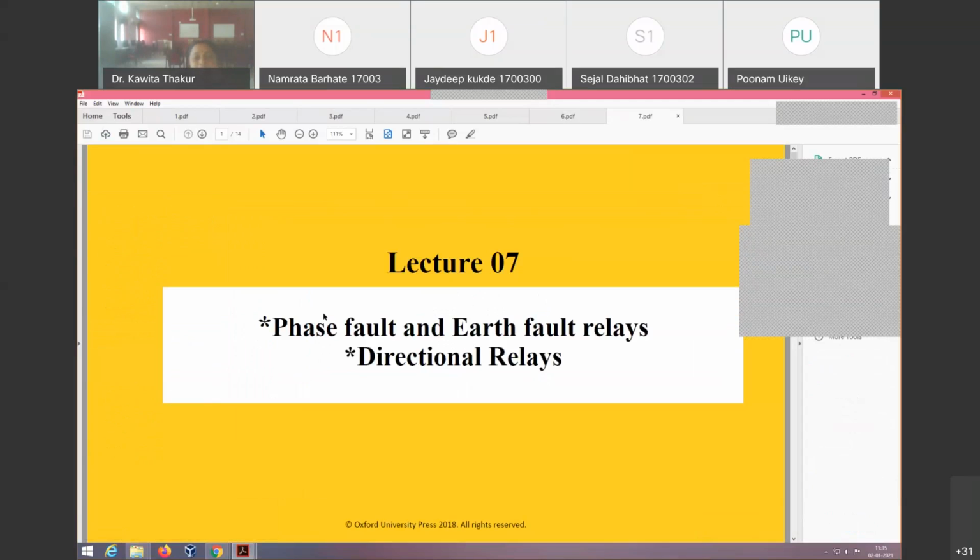In the seventh lecture we have seen phase fault and earth fault relays, and this is again related to the overcurrent protection scheme. We have not yet started differential protection. This is phase fault and earth fault relays, and directional relay.